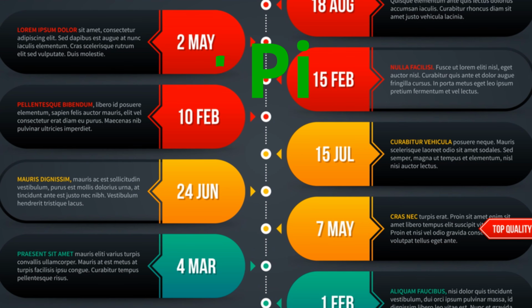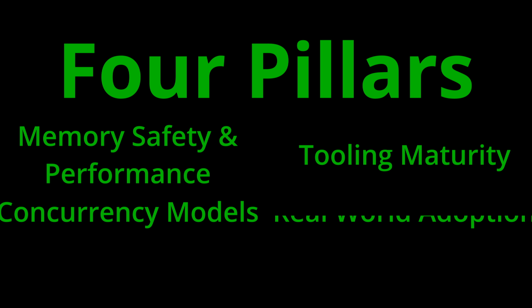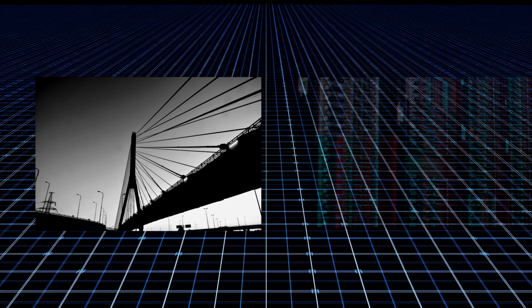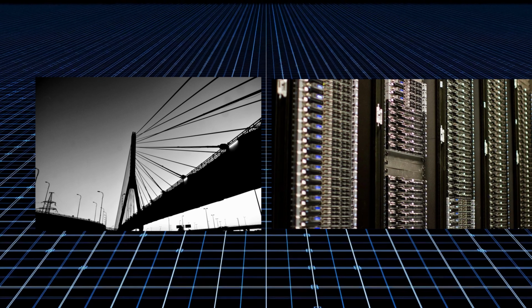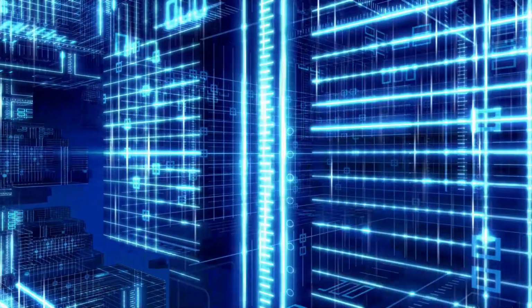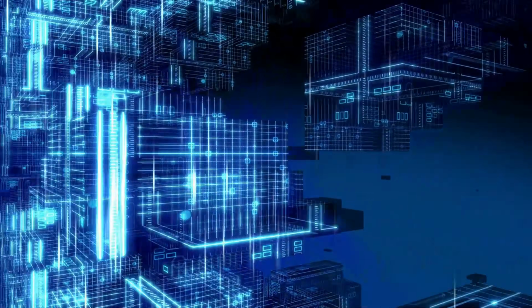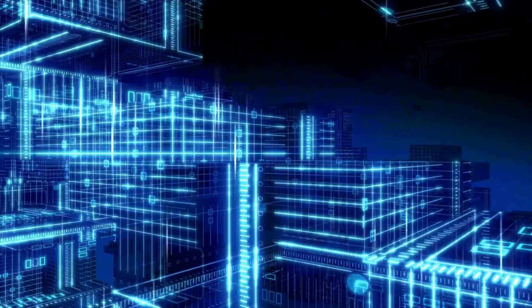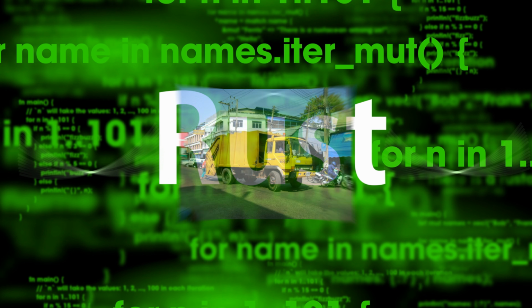Today, we are cutting through the noise with a grounded comparison across 4 key pillars: memory safety and performance, concurrency models, tooling maturity, and real-world adoption trends. Whether you're maintaining critical infrastructure or designing scalable back-end services, this breakdown will save you hours of research. And at the end, you'll get a clear answer, not just which is better, but which fits which kind of developer and workload best. Rust's biggest selling point remains its memory safety without a garbage collector.